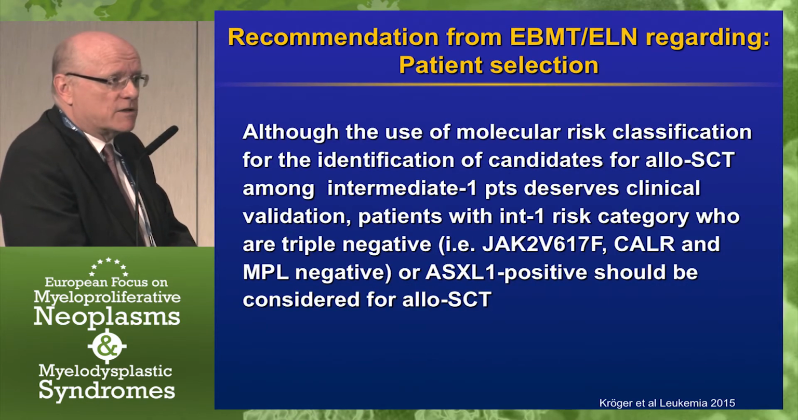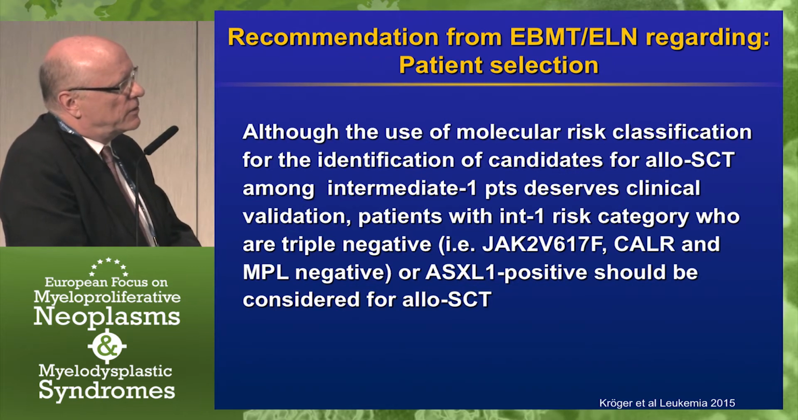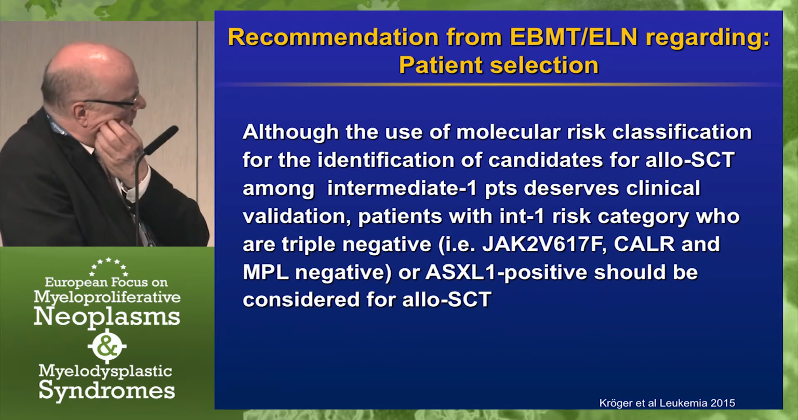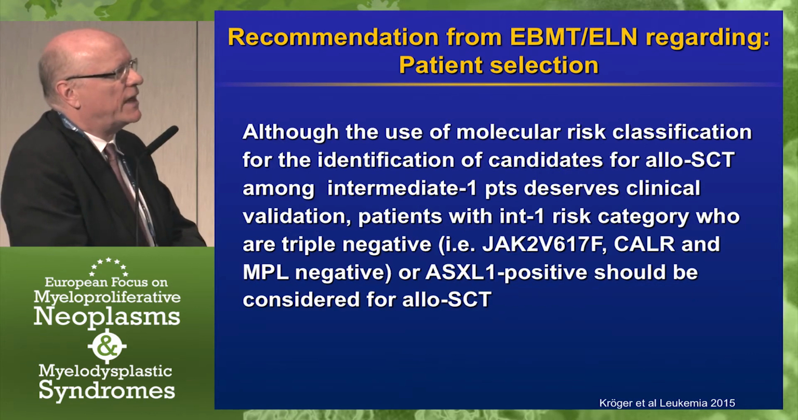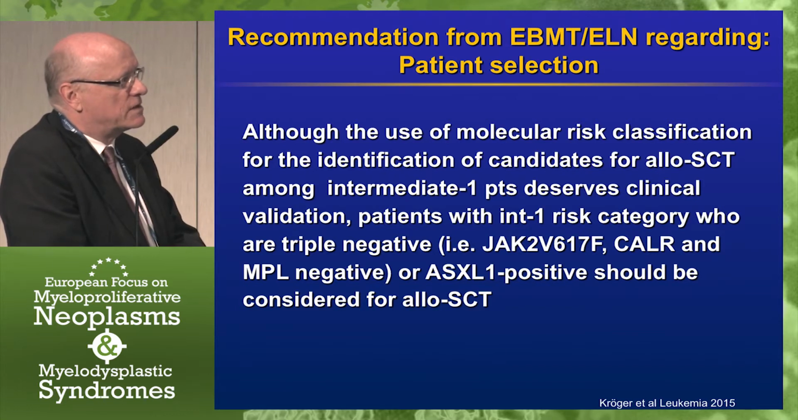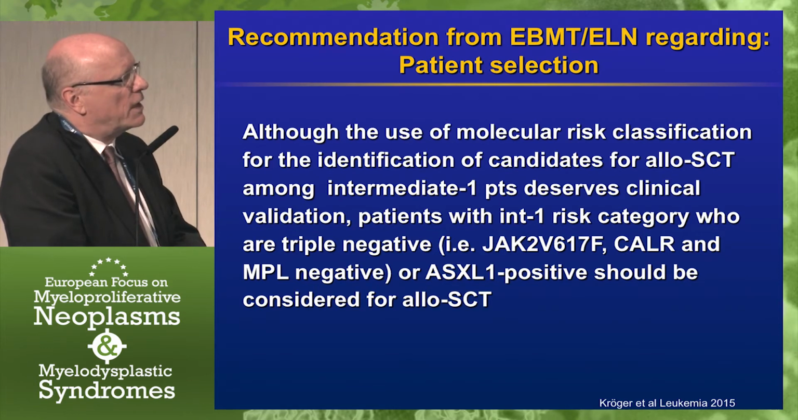So therefore, the so-called consensus, this is a consensus in 2015 from the European LeukemiaNet and EBMT, has the following consensus. So also the use of molecular risk classification for identification of candidates for allo-SCT among intermediate-1 patients deserves clinical validation. Patients in the intermediate-1 category who are triple negative or are ASXL1 positive should be considered for allogeneic stem cell transplant.